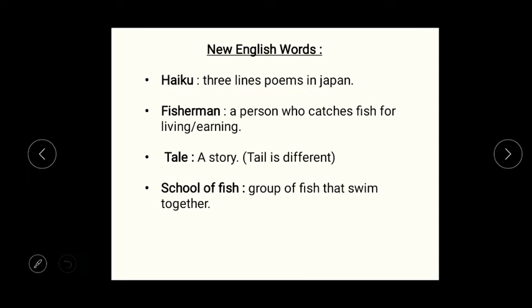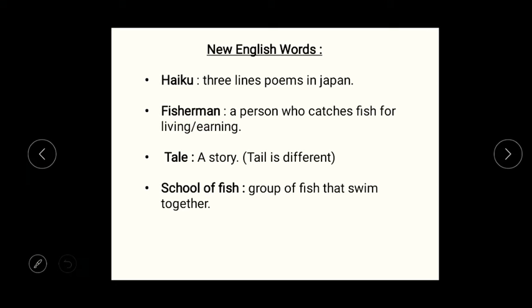The next is fisherman. Who is a fisherman? A person who catches fish for living or earning. In Gujarati, we call it machhimar. Am I right?